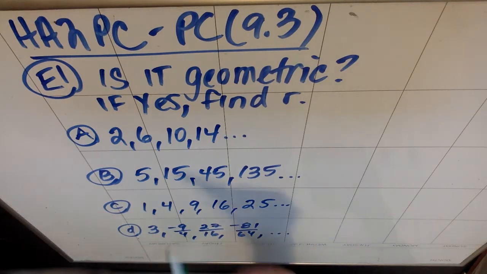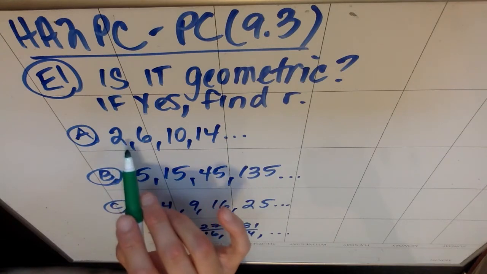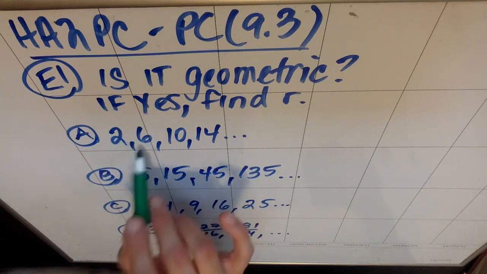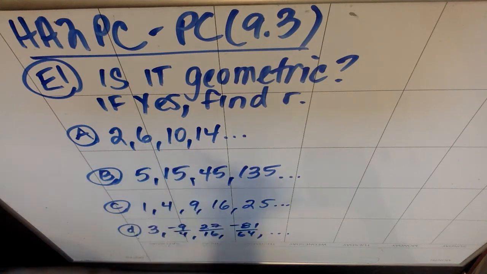In A, we have 2, 6, 10, and 14. If I were to multiply 2 by something to get 6, it would be a 3, right? So 2 times 3 would give me 6. But if I do 6 times 3, I don't get 10. So the answer right away is no.